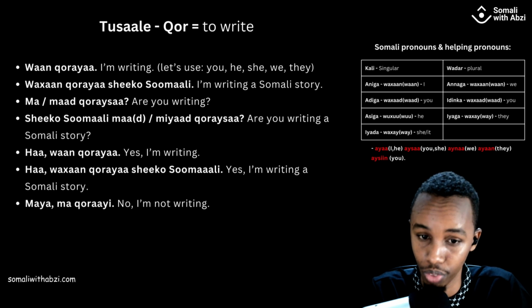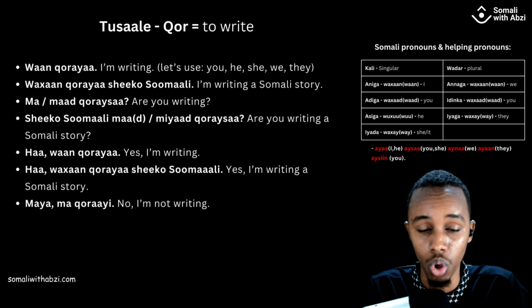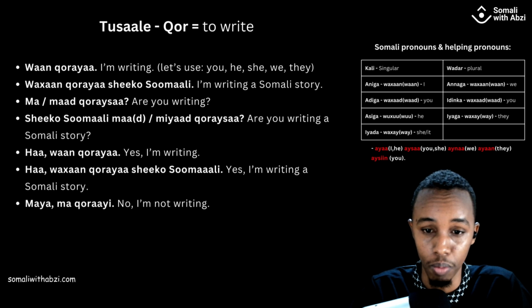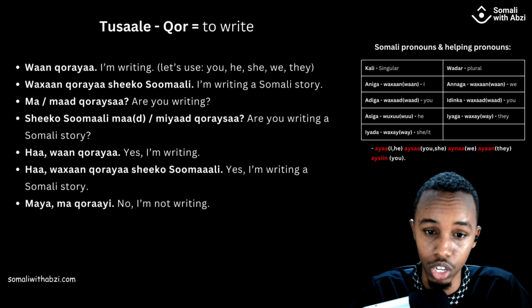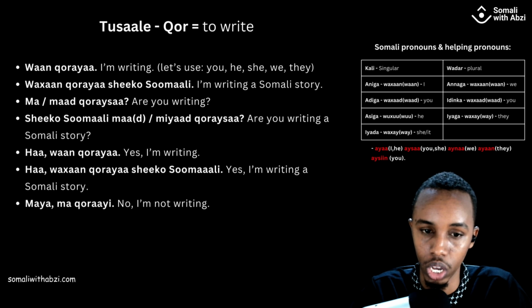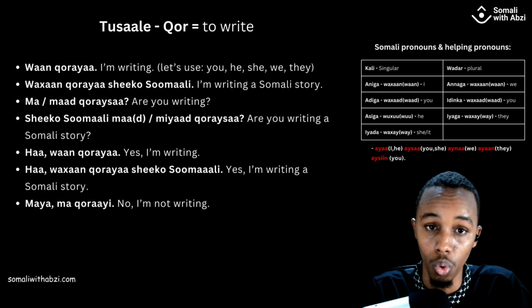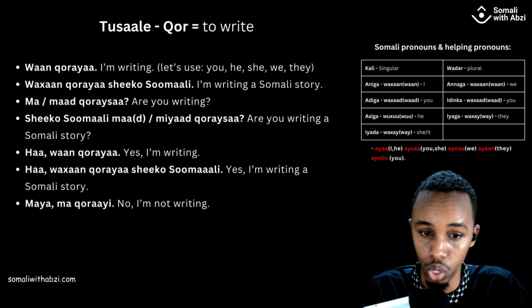I think now you got it, everything in the correct way. So waxaan qorayaa sheeko Somali. I'm writing a Somali story. Qor, the verb, ayaa is for I ending, and waxaan is for the beginning of I. Waxaan and waan. So waxaan qorayaa sheeko Somali. You'll also have to do, you are writing a Somali story, he, she, they, you, all of them, we.